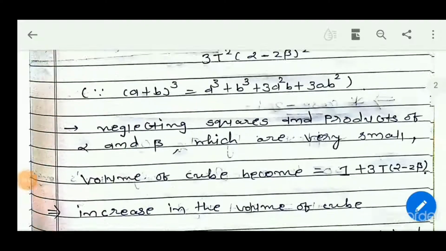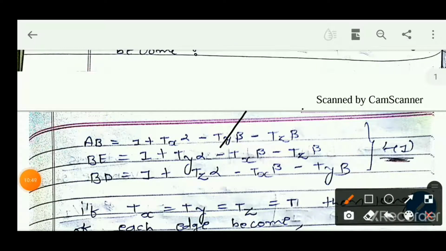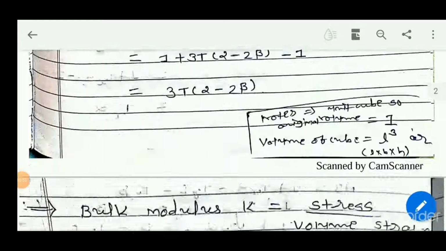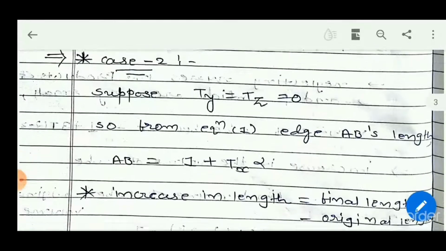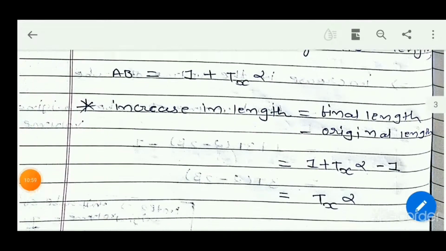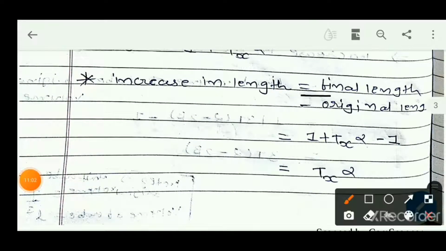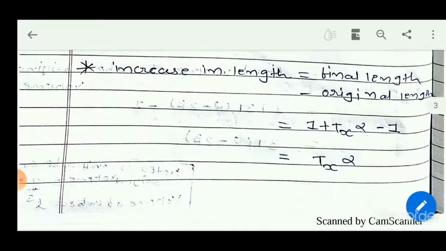In AB's length, Ty and Tz are equal to 0. So AB becomes 1 plus Tx alpha. And the increase in length: now you know how to find the increment in length, final length minus original length. So 1 plus Tx alpha minus 1 becomes Tx alpha.